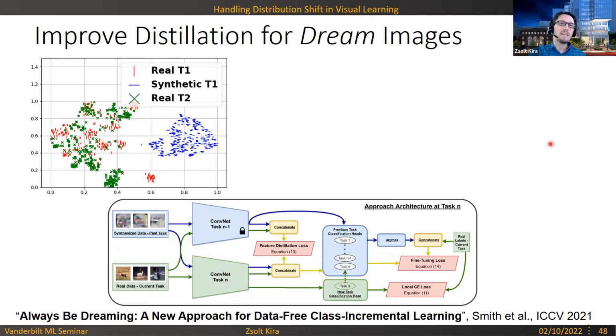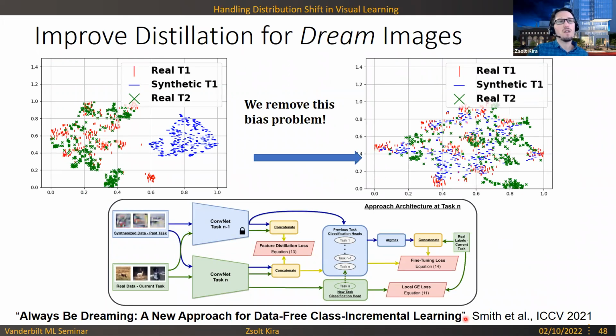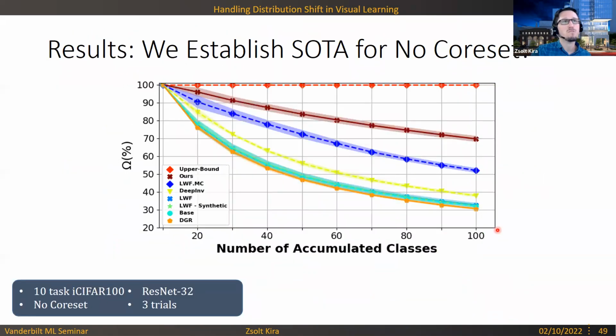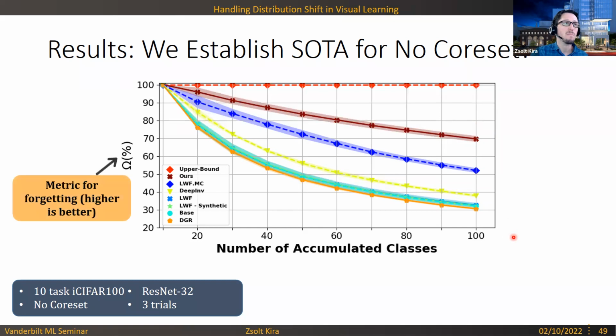We do have some other methods that I won't go into that also do deep dreaming, that is, generate synthetic data rather than doing replay. And so we can combine this with the semi-supervised case. Here we can show strong results with no core set at all. And it's orthogonal to the semi-supervised setting. Again, we can establish a state of the art with no core set compared to all sorts of other methods, with a relatively small amount of computational overhead.